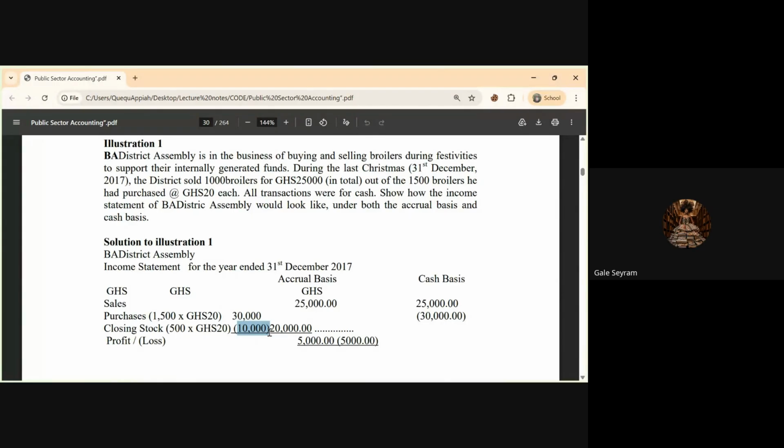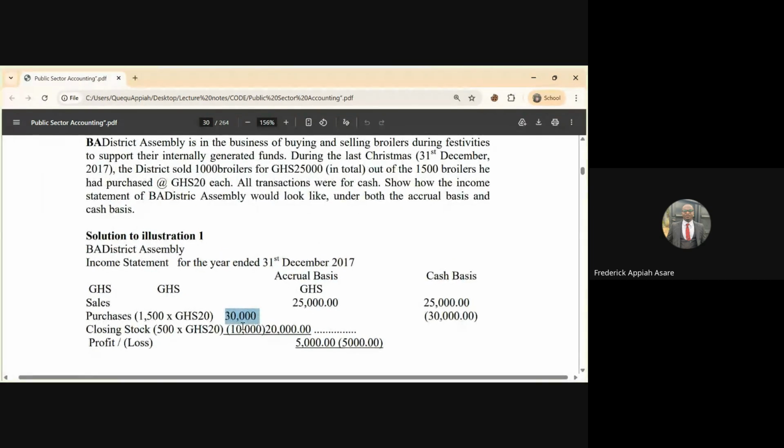So now, when you deduct the 10,000 from the 30,000, you get a cost of sales of 20,000. You deduct it from this 25,000, you get a profit of 5,000. That is how we do the accrual basis.